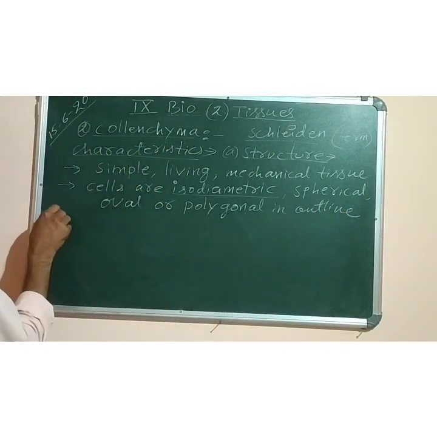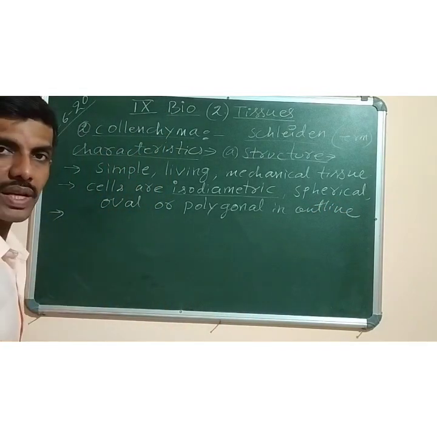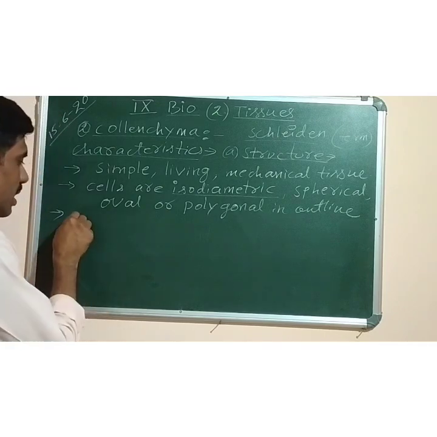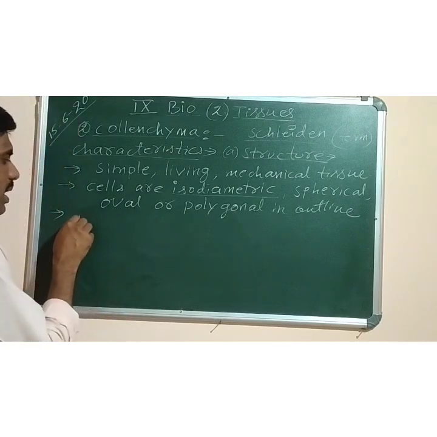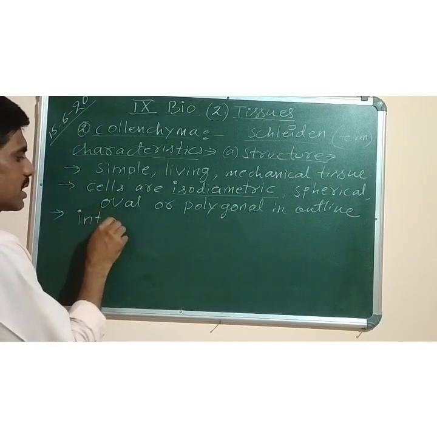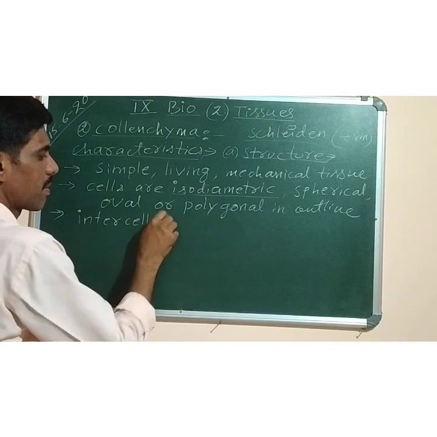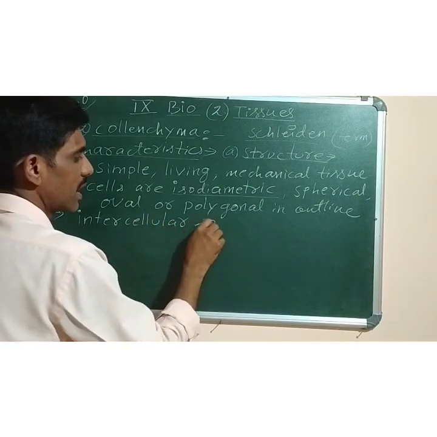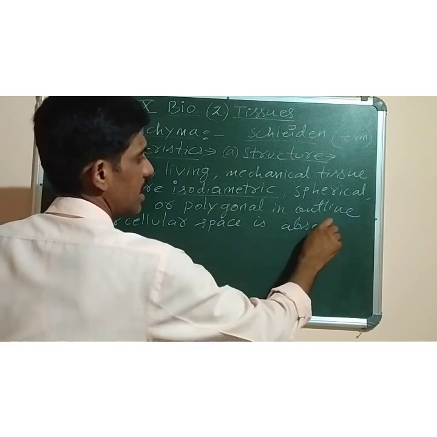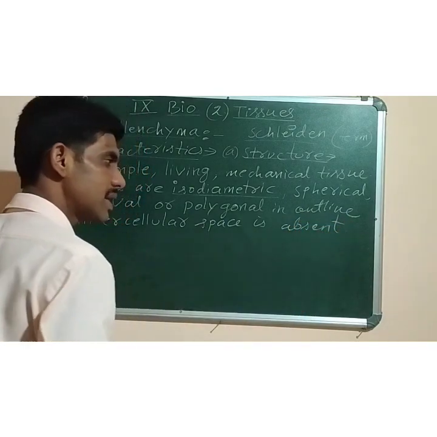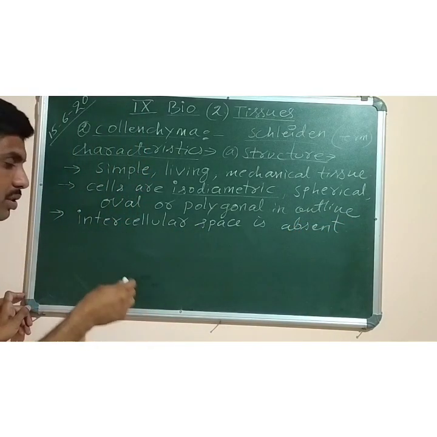Then next point we can say the intercellular space is present between the cells. So here it is, sorry, not present. In parenchyma it was present. So we have to write intercellular space is absent. Intercellular space means the gap present between the cells. It is absent in collenchyma as well as in sclerenchyma also, the next tissue.